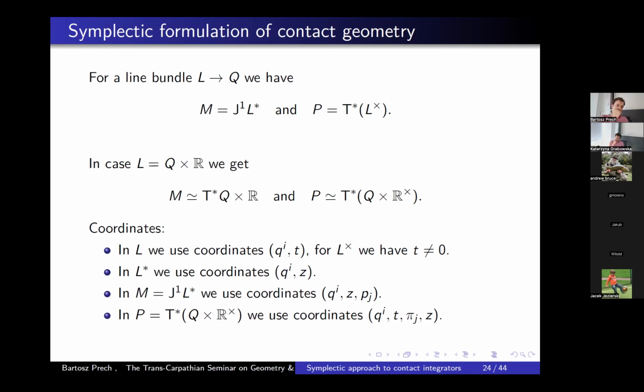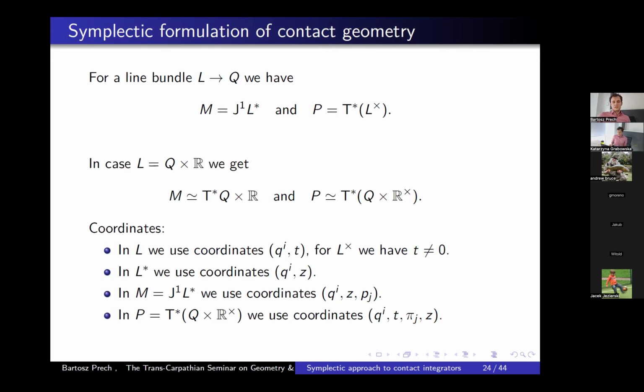But in the trivial case, when we've got some manifold times R, the picture is simpler, and we've got that M is just a cotangent bundle, with zero section removed, times R. So one last thing, maybe, before going to some actual numerical integration: how we do it in coordinates, because this will be pretty important, and let me say a few words about this.